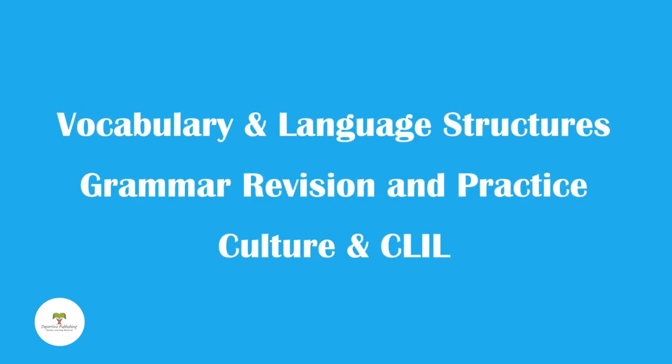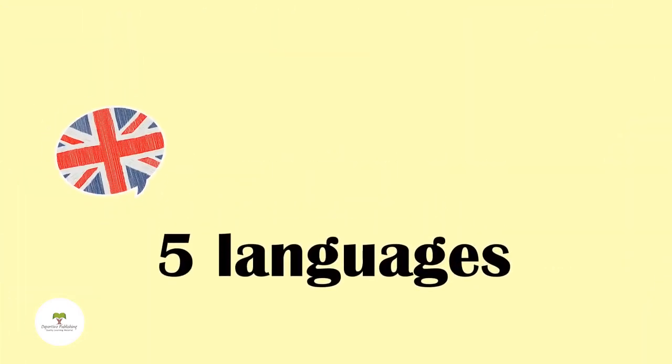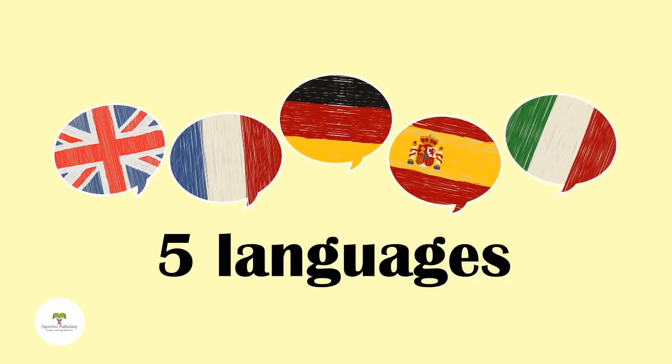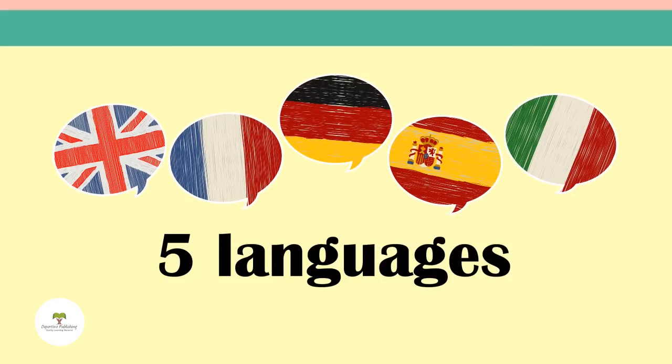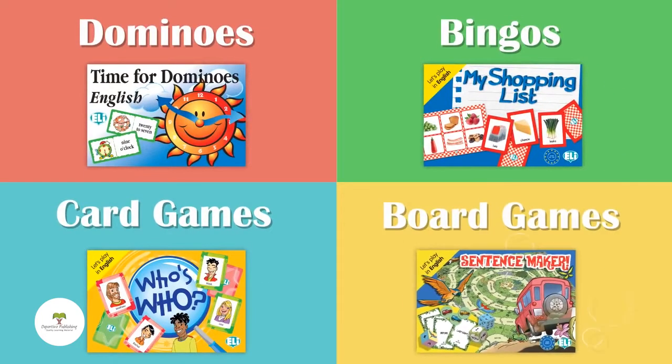In this video, we're going to present some examples of vocabulary and structures. Each game is available in 5 languages: English, French, German, Spanish and Italian. The games have different characteristics and can be divided into 4 categories: dominoes, bingos, card games, board games.